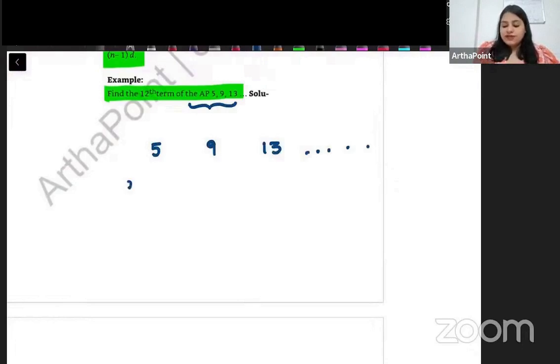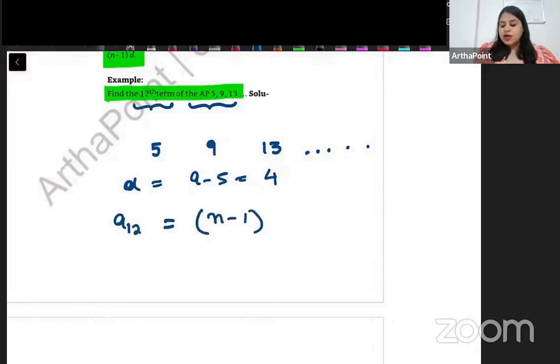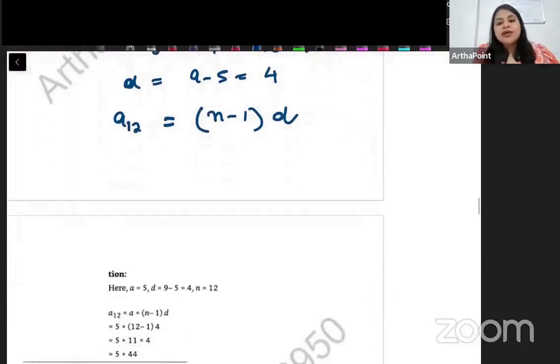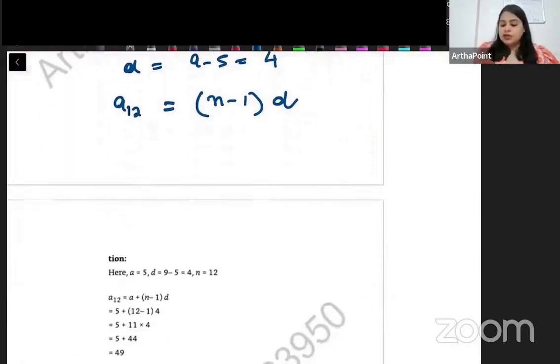So beta, what is the difference? The difference is simply 9 minus 5, which is 4. Now I have to find the 12th term of the AP. So I told you n minus 1 into d. n will be 12 because you have to find the 12th term. So this will be 12 minus 1 into 4.